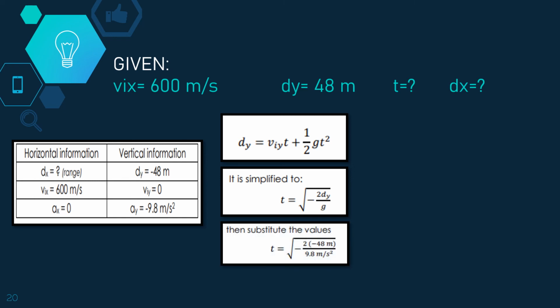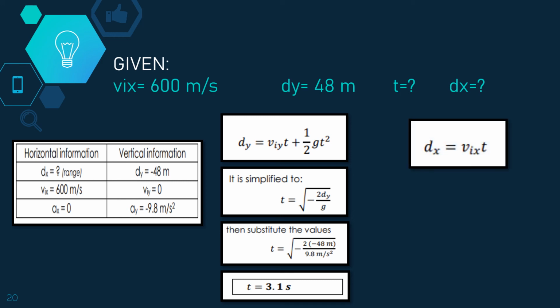Then substitute the given. So you have here the dy of 48 meters. Multiply it by 2 and then divide it by the value of g. Our g is not given in the problem, but it's already understood that g is always equal to 9.8 meters per second squared. So if you have here 2 times 48 divided by 9.8, then the square root of the answer would be t is equal to 3.1 seconds.